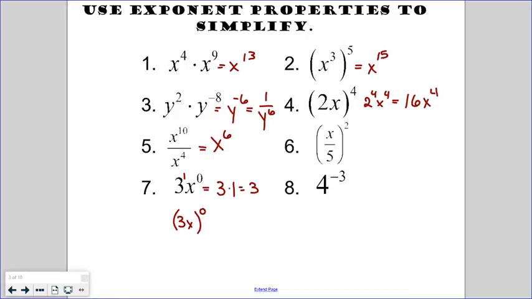Same thing on the next one, each gets squared. And when it is a number, we go ahead and square it, x squared over 25. And in the last one, kind of a two-step process, move it to the bottom so that the exponent becomes positive. And then go ahead and figure out what 4 to the 3rd is, which is 64.